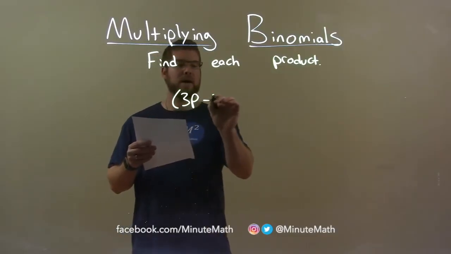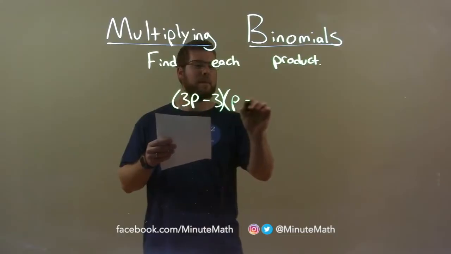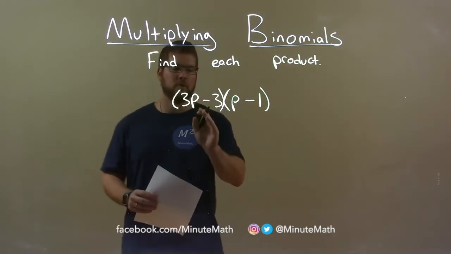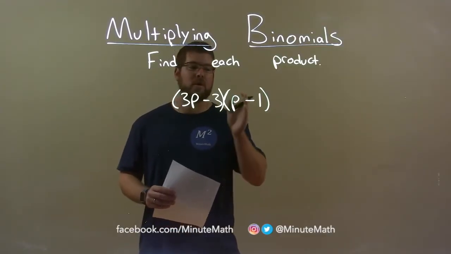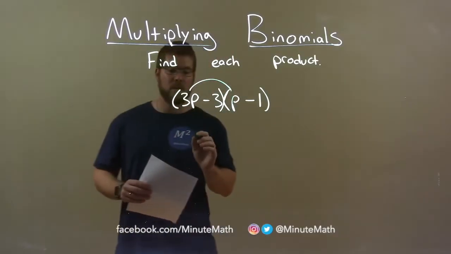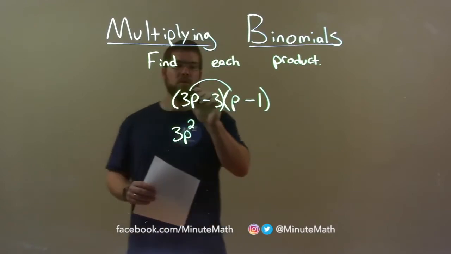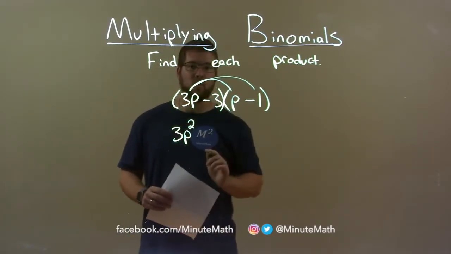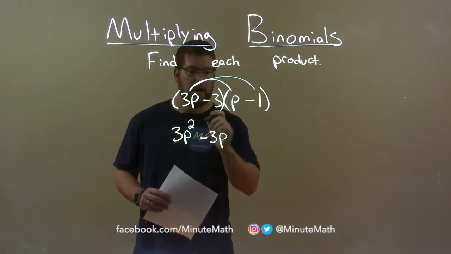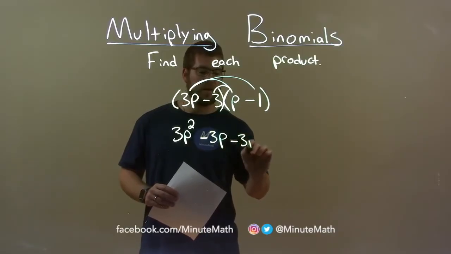3p minus 3 times a p minus 1. We want to take all parts of our first parenthesis and multiply it by all parts of our second parenthesis. So 3p gets multiplied by p, which is a 3p squared. 3p then gets multiplied by a minus 1, which makes a minus 3p. A minus 3 now gets multiplied by a p, which is a minus 3p again.